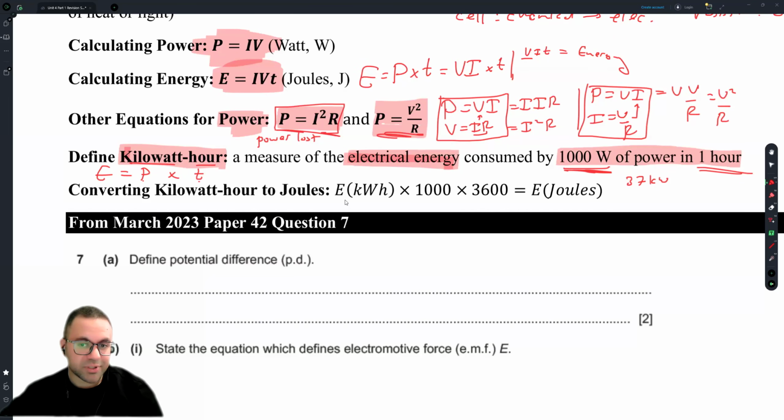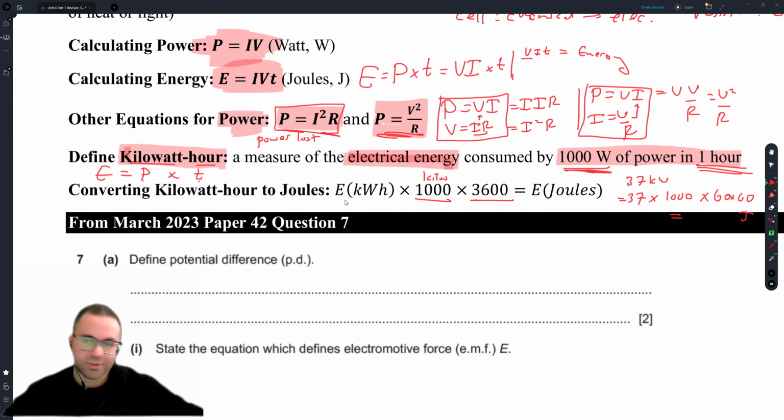How do I change that to joules? Remember, energy is power times time. This is 37 times kilo, which means times 1000, times what's 1 hour in seconds? 60 times 60. This gives me the answer in joules. Let me work it out. So 37 times 1000 times 60 times 60. It's a giant value, so in standard form, 1.33 times 10 to the power of 8.